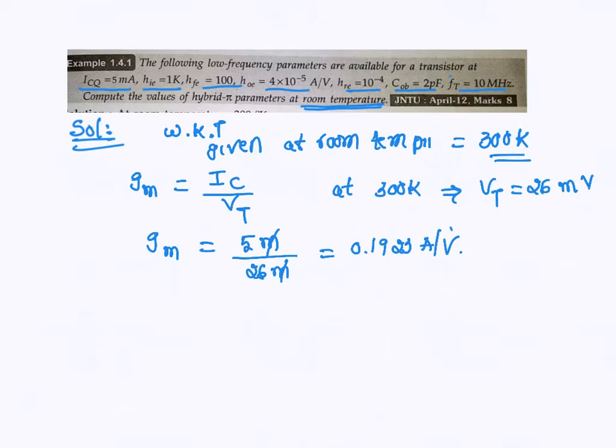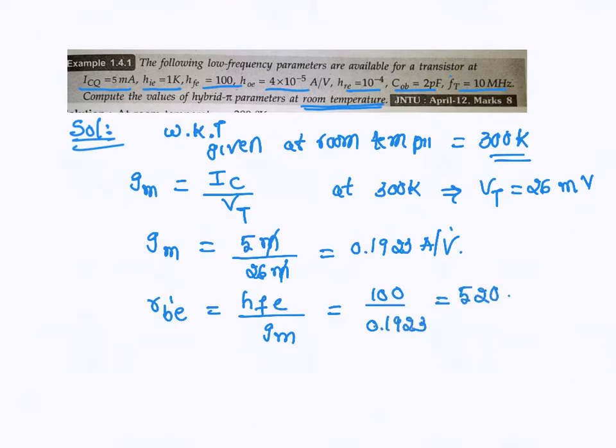And next we have to calculate the value of RB dash E. The RB dash E formula is HFE by GM. He has given the HFE value as 100, and we have just calculated GM, so this gives about 520. This is the value of RB dash E, and the units are ohms. And we know that RBB dash equals HIE minus RB dash E. HIE has already been given in the problem.